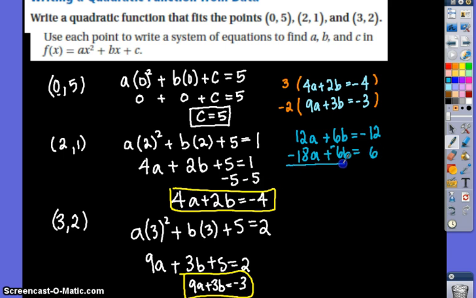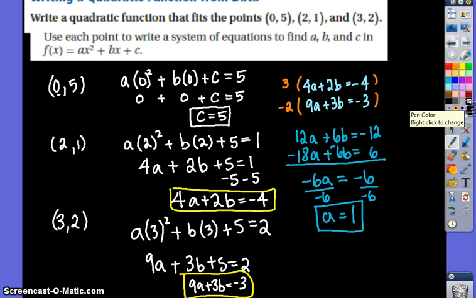Alright, so now we're going to add, and the b's cancel out. 12a and a negative 18a would give me a negative 6a equals, the b's cancel, and then we have a negative 12 and a positive 6, which would be a negative 6. Divide by negative 6, and we get a is negative 6 divided by negative 6, which is positive 1. Alright, now we have our a. We know c already from over here. Now we just need to plug in and get b.